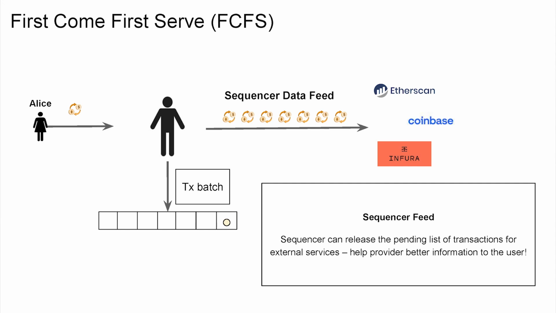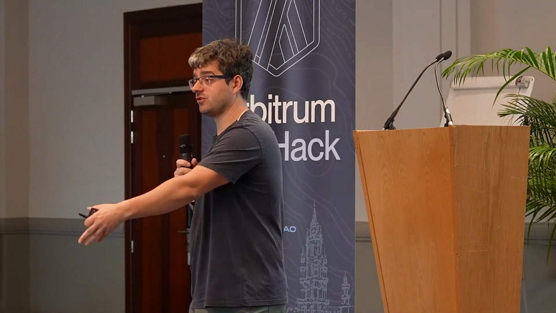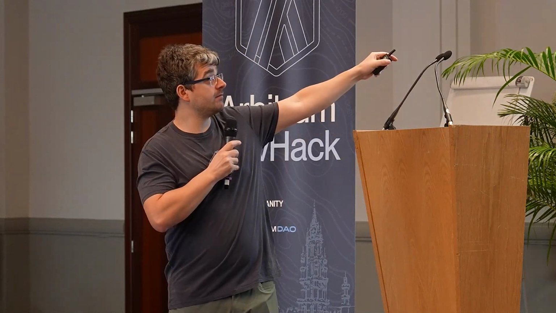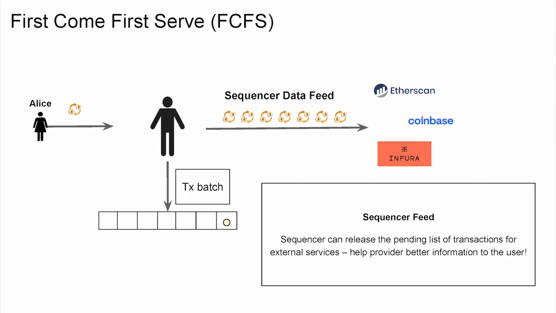So the idea of the sequencer feed is that third-party providers like Coinbase, Etherscan, and Infura can connect to the sequencer and hear about recent blocks. So as a user, you send your transaction on Arbitrum, you can then immediately look at Etherscan, and you can see that your transaction was confirmed. So there's this API to provide the most recent blocks to the third-party providers, just so users can have up-to-date info.